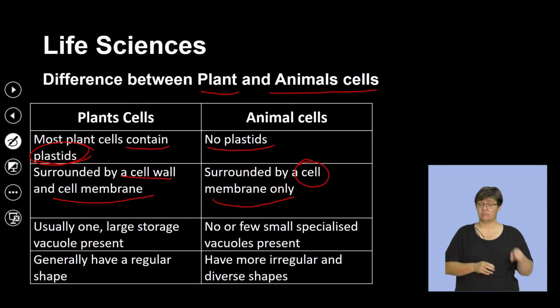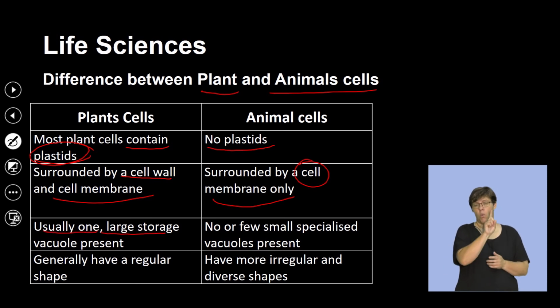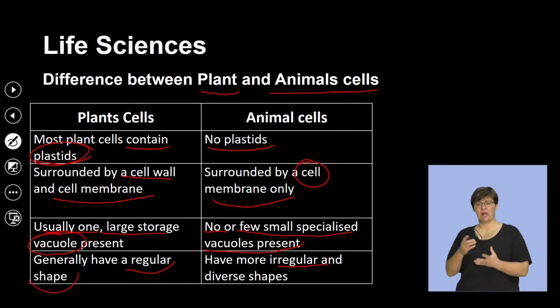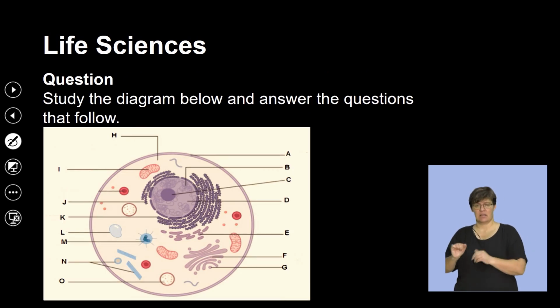Plant cells usually may have one large vacuole present that gives the cell its shape and structure, whereas animal cells may have none, or a few small specialized vacuoles may be present. Plant cells generally have a regular, rigid shape, whereas animal cells could have irregular and diverse shapes depending on their structure and form. Let's look at the following question and try to apply our understanding to this.